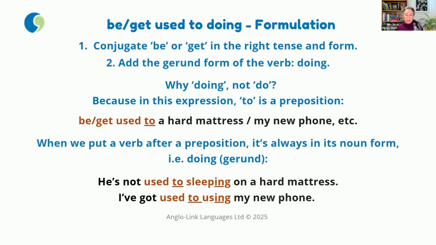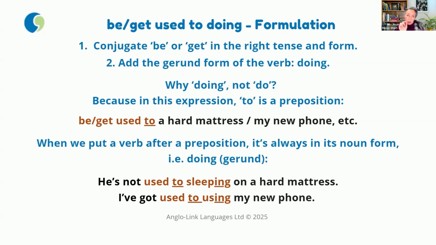And the last thing I want to mention, in terms of formulating this expression, be or get used to doing, is that there are two things you need to do. First, you need to conjugate the verb be or get, whichever you're using, in the right tense and form, because this is an expression. The verb be or the verb get can go into any tense, any form, negative, positive, future, past, etc. So first you conjugate correctly, and then you add the gerund form of the verb. So you always add doing.